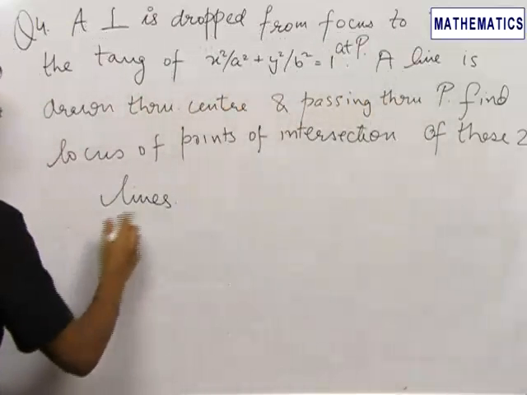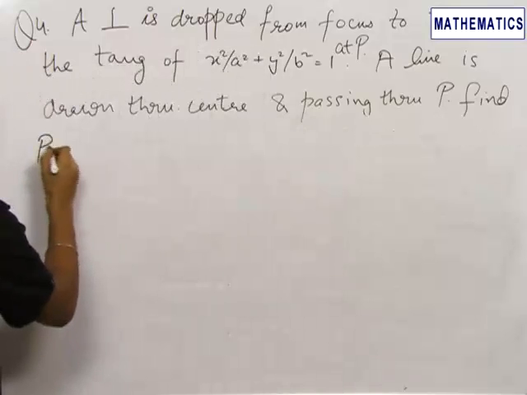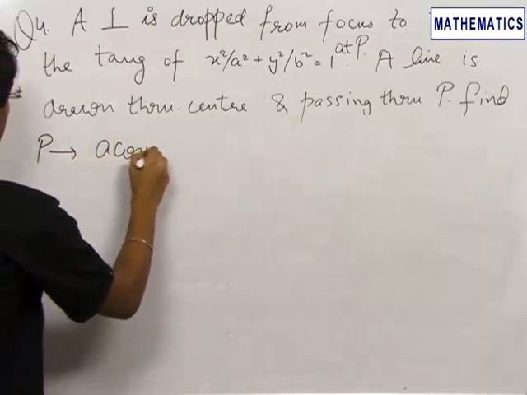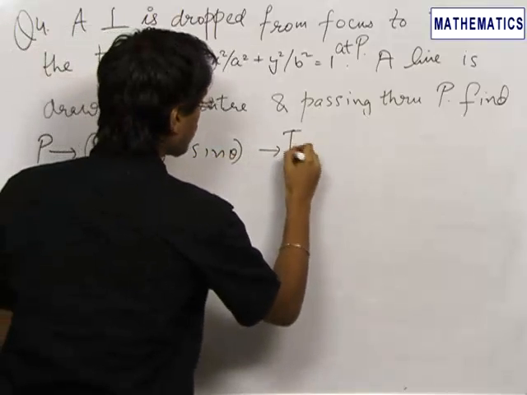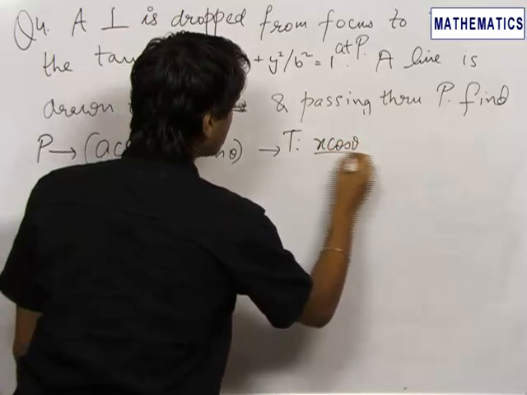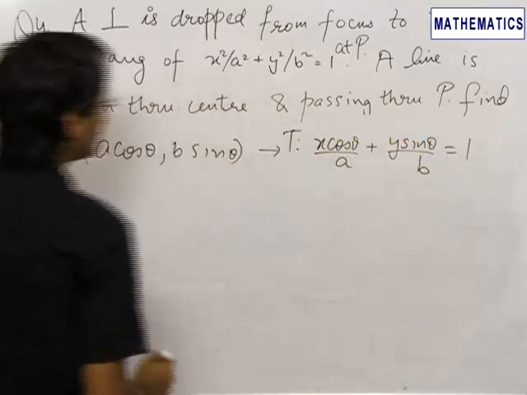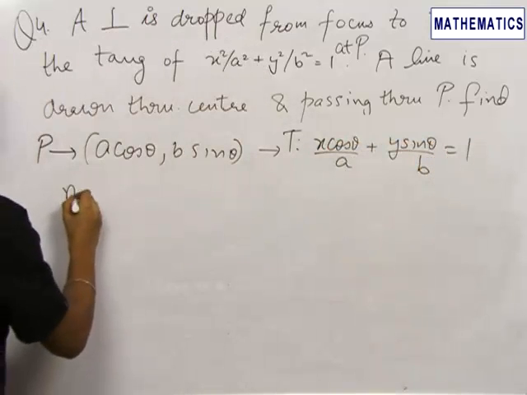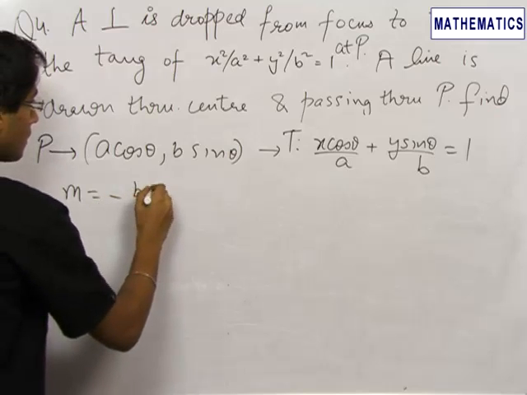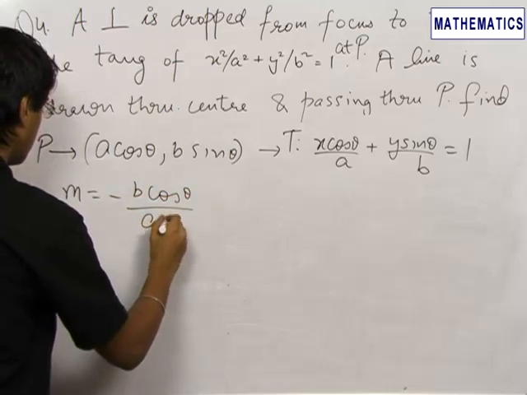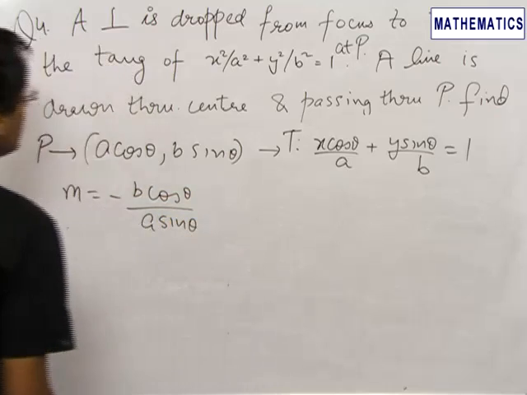So let us assume the point P to be equal to A cos theta, comma B sin theta. The equation of tangent is x cos theta by A plus y sin theta by B is equal to 1. The slope of this tangent is equal to minus B cos theta upon A sin theta.